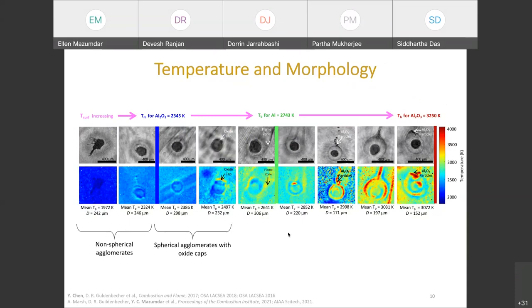In the intermediate section, we start seeing the particles melt. So above the melting temperature of aluminum oxide, you start getting more spherical agglomerates. At higher temperatures, you get well-defined flame zones. Above the boiling temperature of aluminum, you start seeing small oxide particles forming in flame zones. So you get a lot of different changes in the morphology of the flames as you change the temperature.